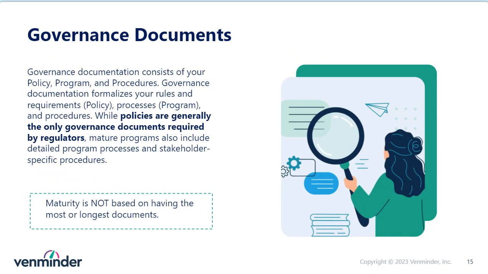Governance documents are a very important element of any third-party risk management program, and these are the documents that formalize all of the rules and requirements. While auditors and regulators will only require you to have a formal policy, it's also recommended that you have a program document which explains the processes used to meet those requirements and sets of stakeholder procedures that can help execute those processes. Now, when it comes to having mature documentation, it's not about having the oldest or the longest documents.